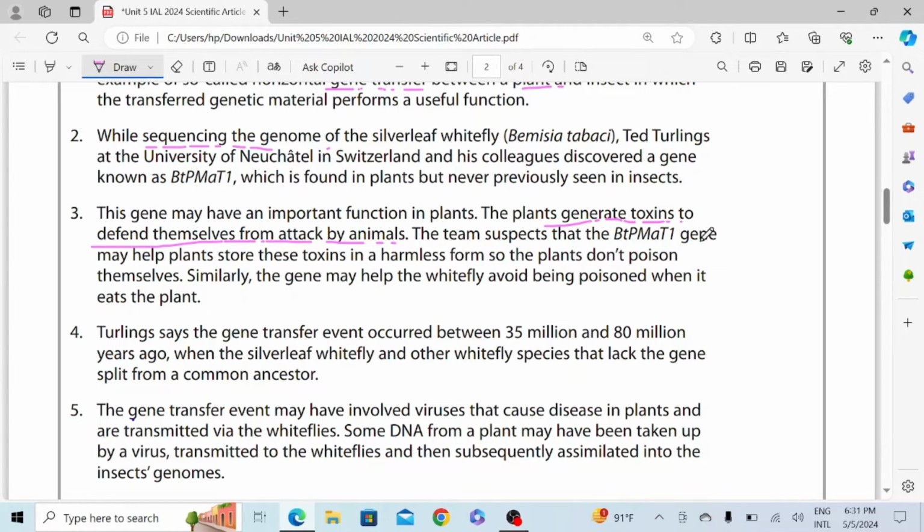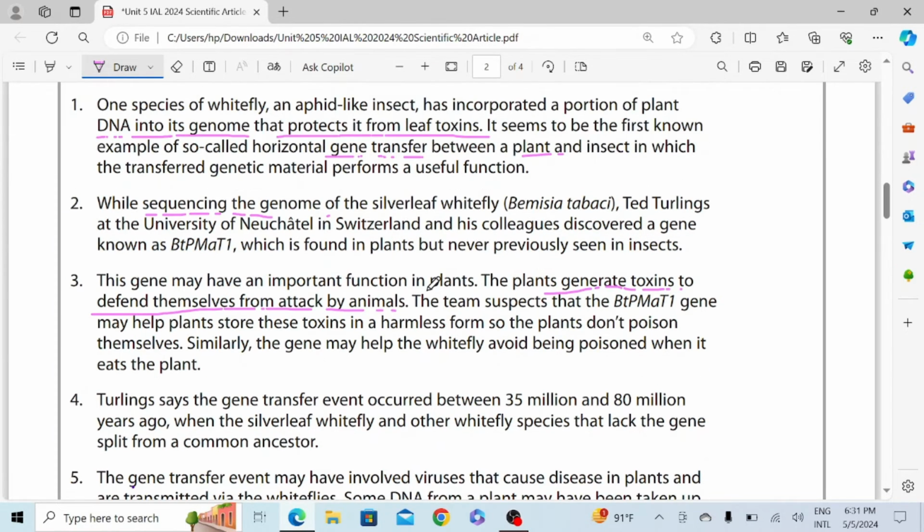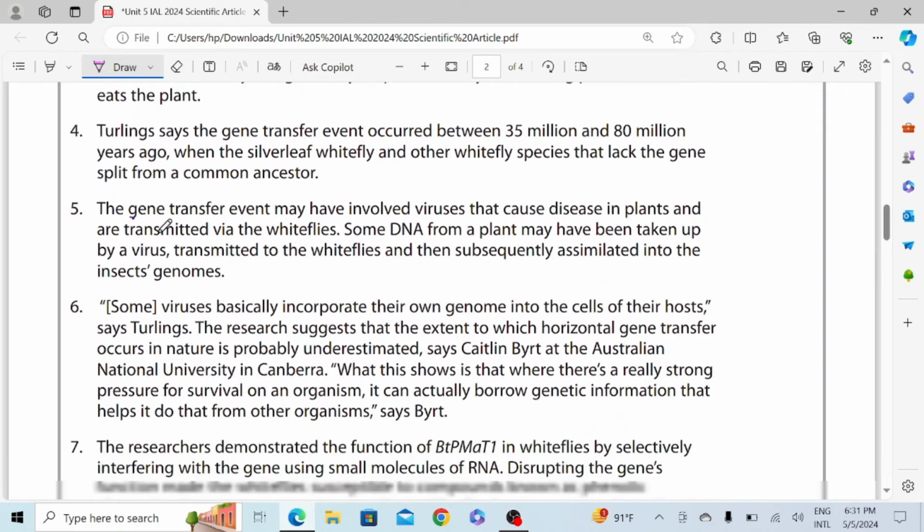So they could ask questions about that as well, like how do the plants protect themselves against their own poison, and how the whitefly is actually using that same principle, like with the gene to stop being poisoned themselves. So these are the questions that I think could be asked in the exam.